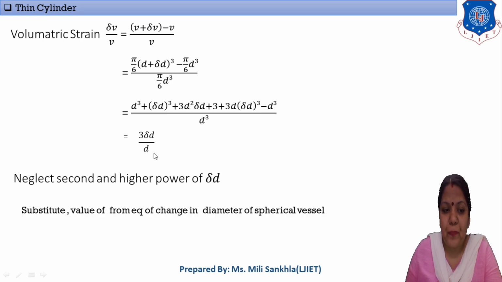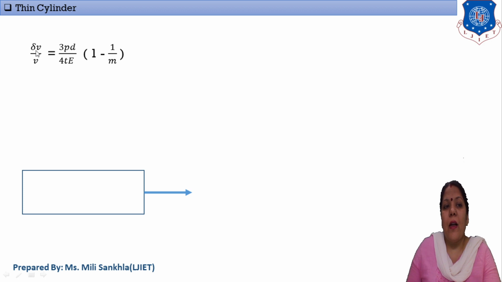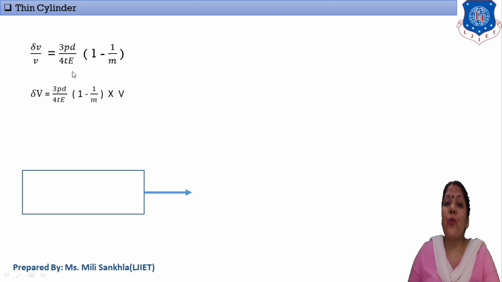Okay, now next, here del v by v is equal to 3 pd by 4tE into 1 minus 1 by m. Now the equation is del v by v equal to 3 del d by d, and del d by d is our strain, and we already found the equation of strain, that is pd by 4tE into 1 minus 1 by m. Okay, now finally we find the change in volume, and for change in volume we cross multiply by this v: 3 pd by 4tE into 1 minus 1 by m into volume.